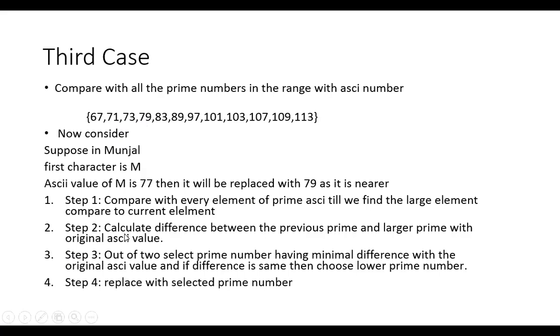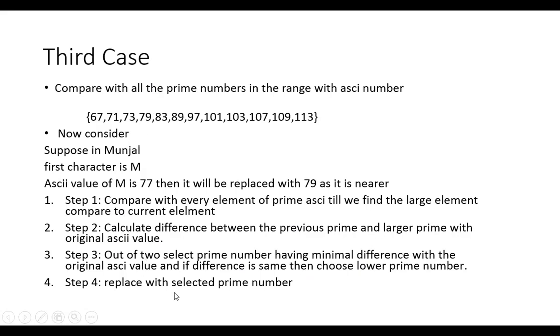Now second step, calculate the difference between the previous prime and the larger prime with the original ASCII value. So 77 minus 73 is 4 and 79 minus 77 is 2. Out of the two, select the prime number having minimal difference. So definitely 79 difference is minimal. If the difference is the same, then choose the lower prime number. But here the difference is not the same, so we'll be choosing 79.